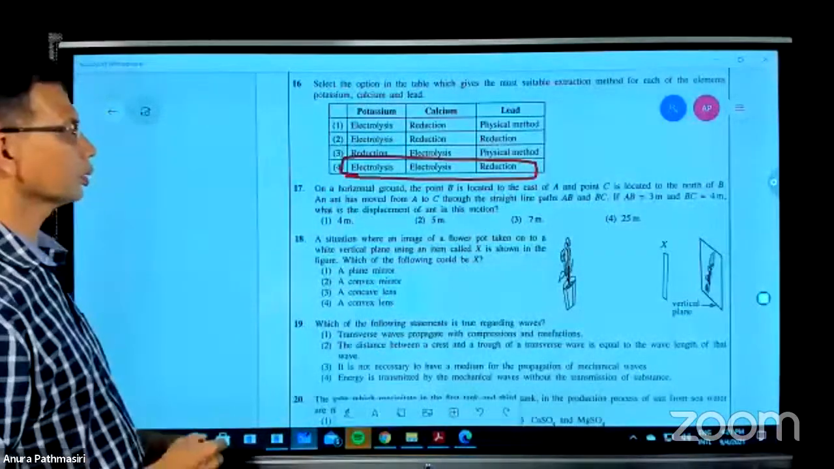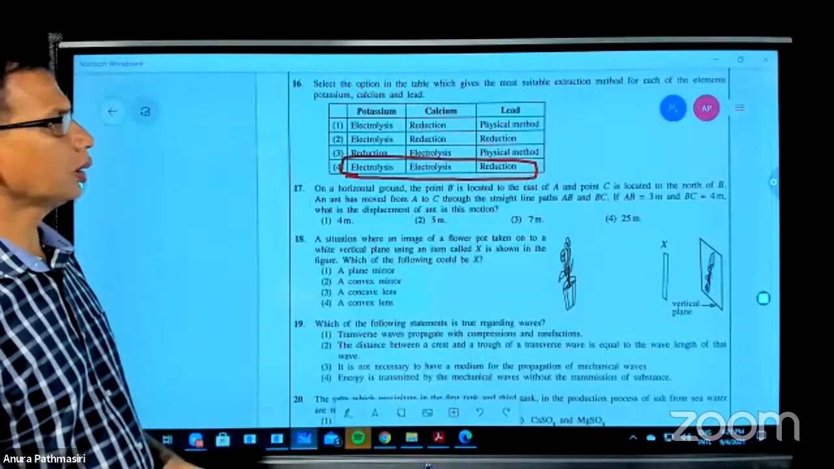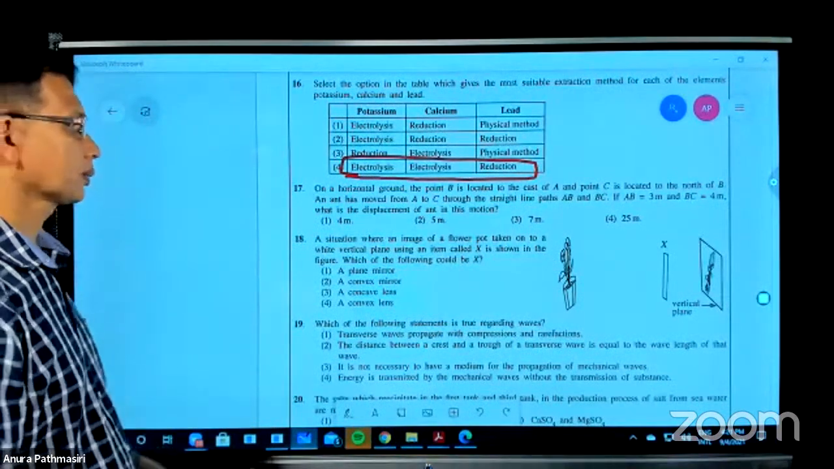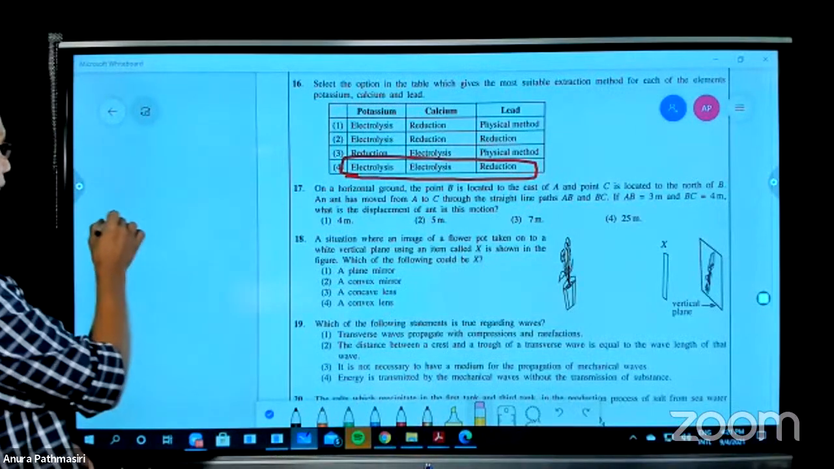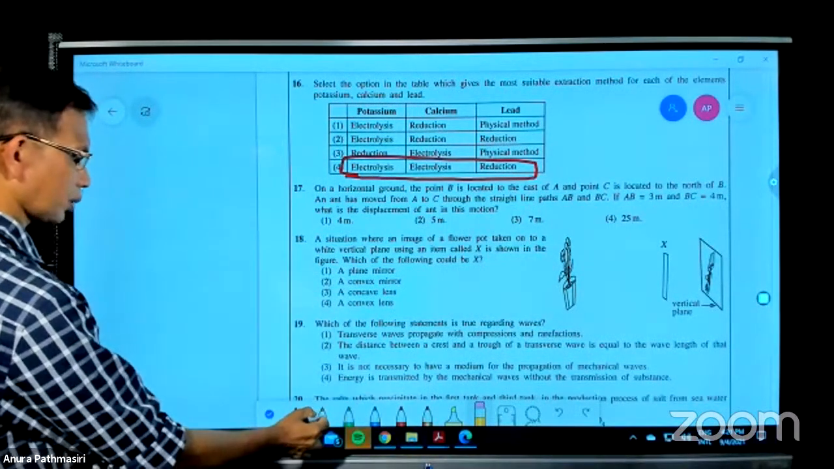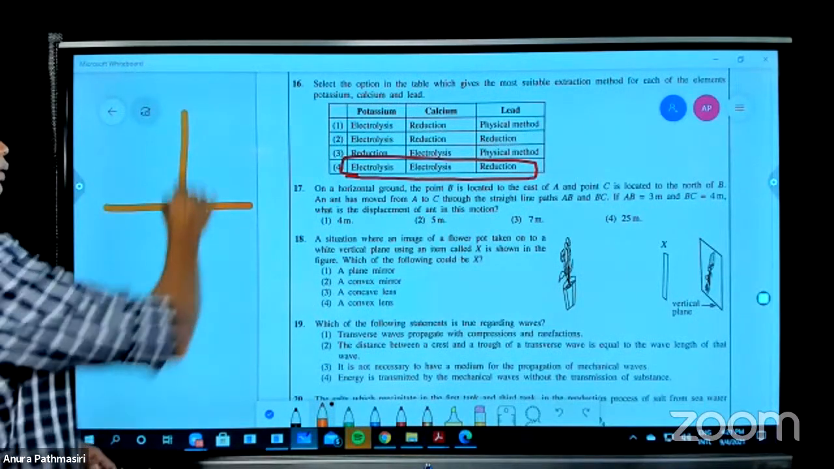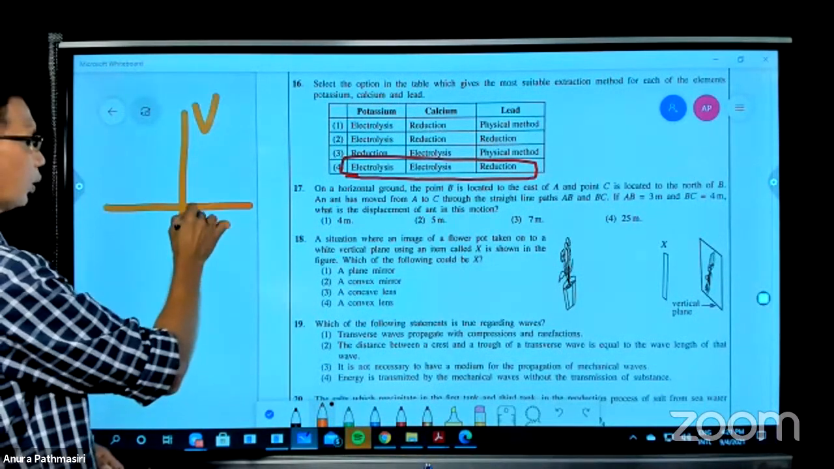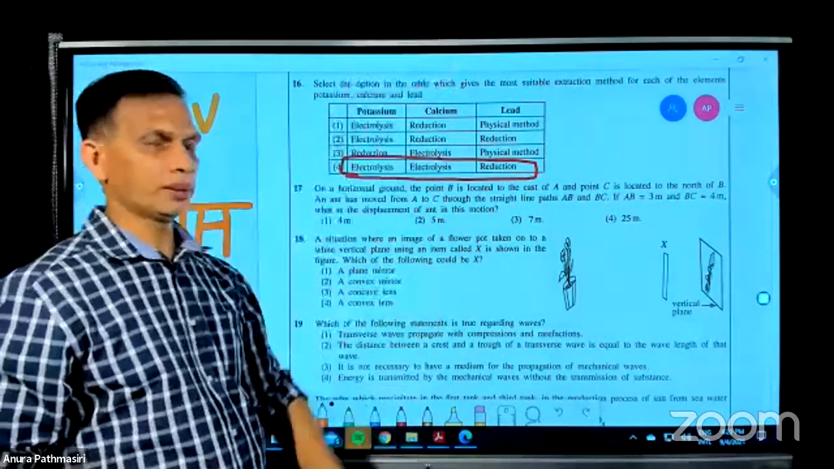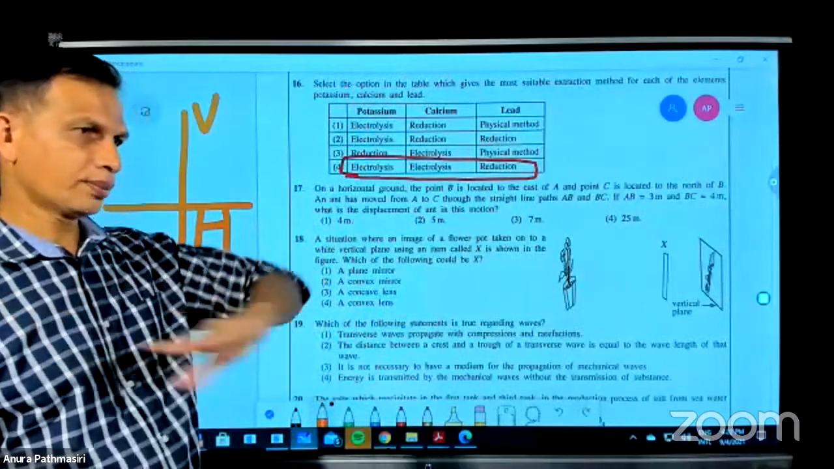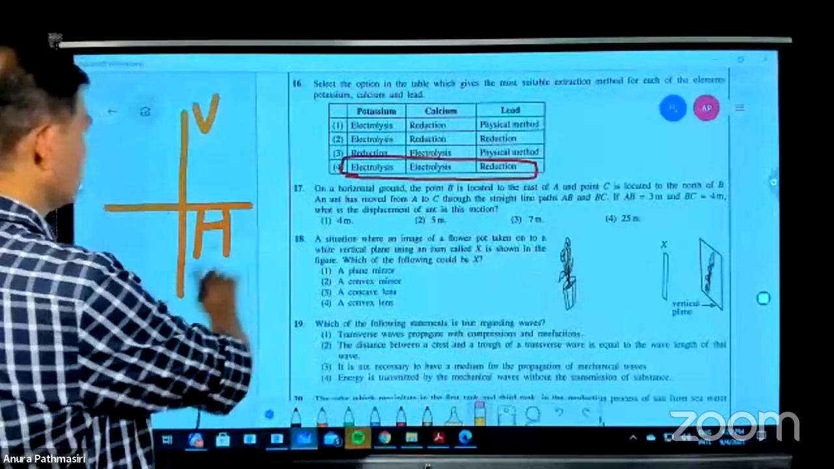On a horizontal ground, the point B is located to the east of A. First, the confusing matter: this is horizontal, and this is vertical. Don't mix up those two, right? Vertical, I'm standing vertically. When I'm sleeping, it is horizontal. So it's clear.